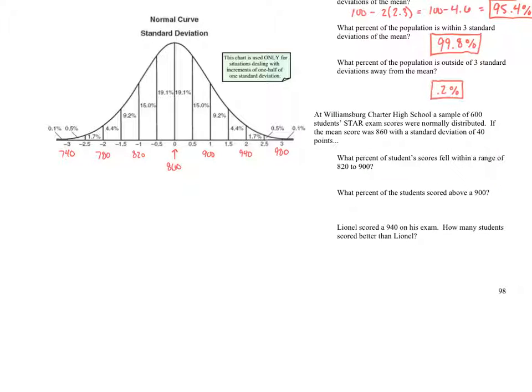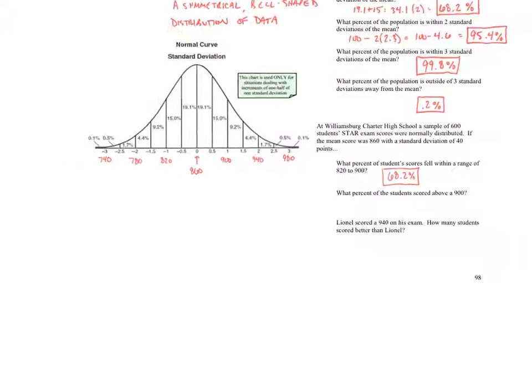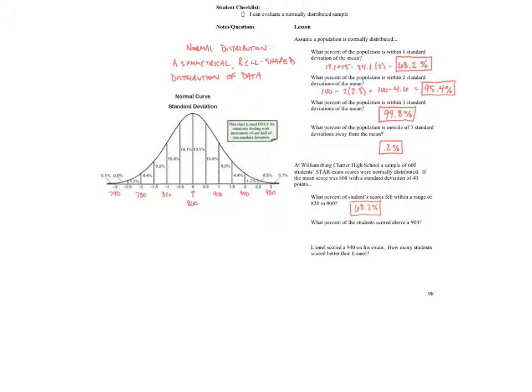What percent of student scores fell within a range of 820 to 900? So now that we've labeled the bell curve and we're actually talking about real scores, we've got 820, which is one standard deviation below the mean, and 900, which is one standard deviation above the mean. So in that range, we're dealing with 68.2% of the data, right? Just like above, because we're talking about all the scores essentially that are within one standard deviation of the mean. It's just like this problem right here.